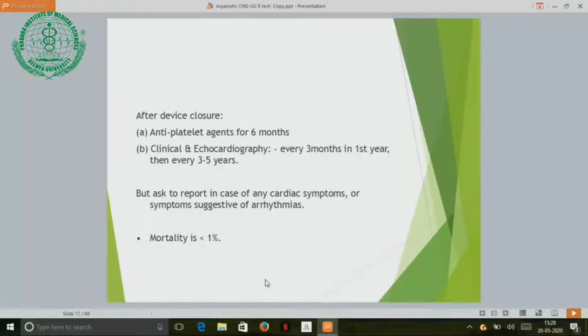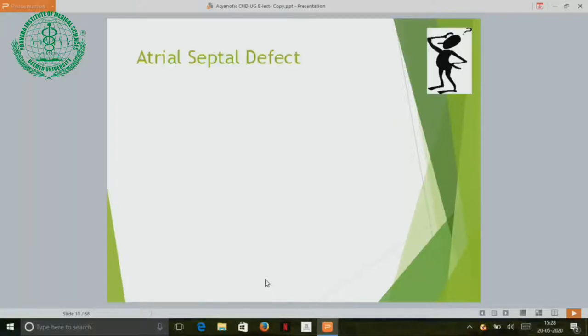Mortality is less than 1%. So ASD, if timely diagnosed and timely intervened, has an excellent prognosis.